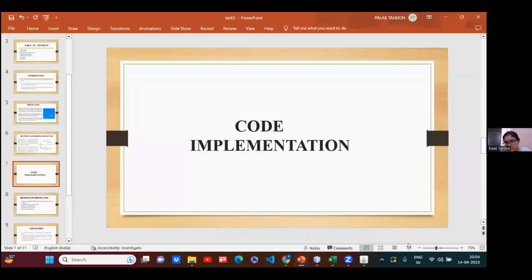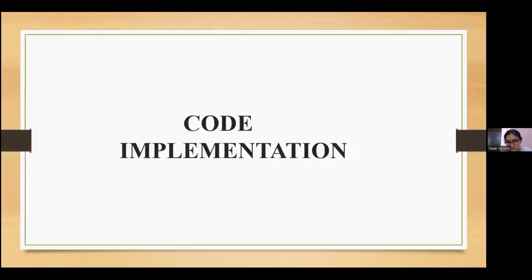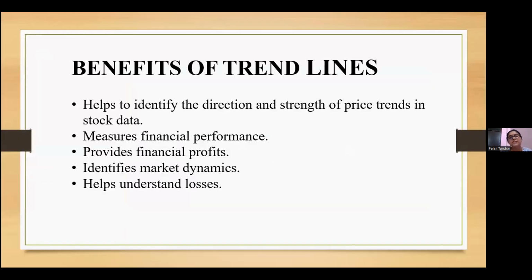The code implementation has been done. Now we can see the benefits of the trend line. First of all, trend lines help us to identify a trend or a pattern. They help us to visualize things better. We humans can understand things better if we visualize the same picture of something. Then they help us to analyze the financial performance of any stock.